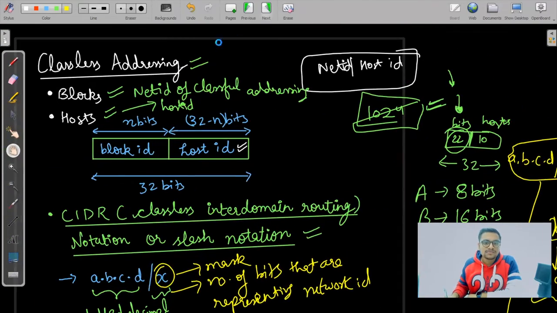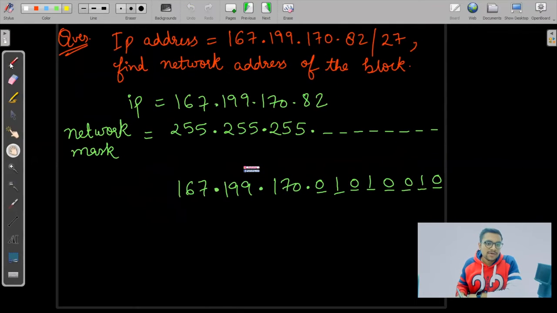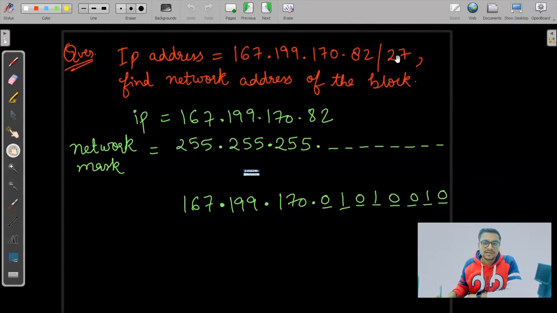Now moving on, let's try to solve this question. Let's suppose I have an IP address, and it's given with /27. It denotes that the first 27 bits, or the most significant 27 bits, are being used for the network ID identification or the block ID identification, and the rest of the bits are used for the host ID identification. So what I'm going to do over here is write the IP address, and we have to find the network address of the block.